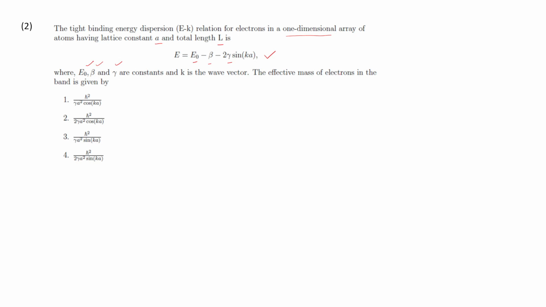The effective mass of the electrons is given by. Okay, so the way we define effective mass is the energy should be equal to h bar square k square over 2m effective. Okay, and how do we get this? Let's say we want to get this m effective. So let us take the derivative of E with respect to k. So dou E by dou k will give you nothing but h bar square k over m effective.